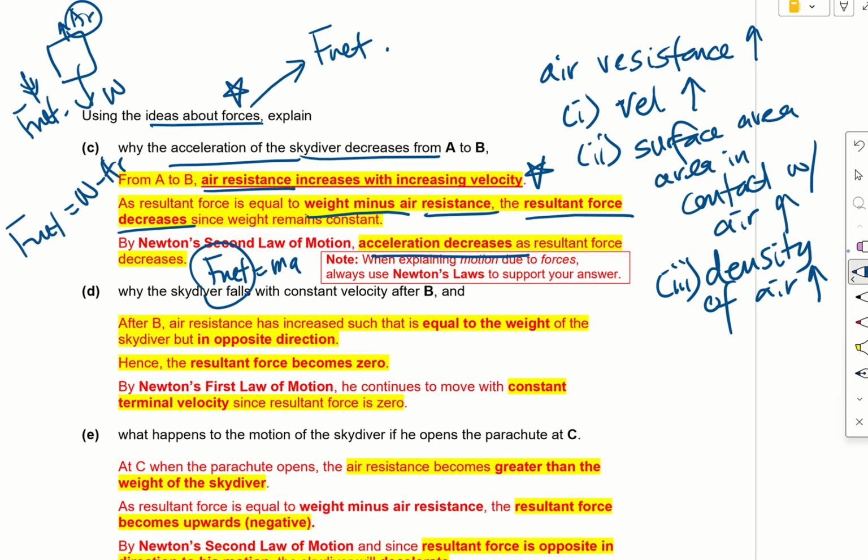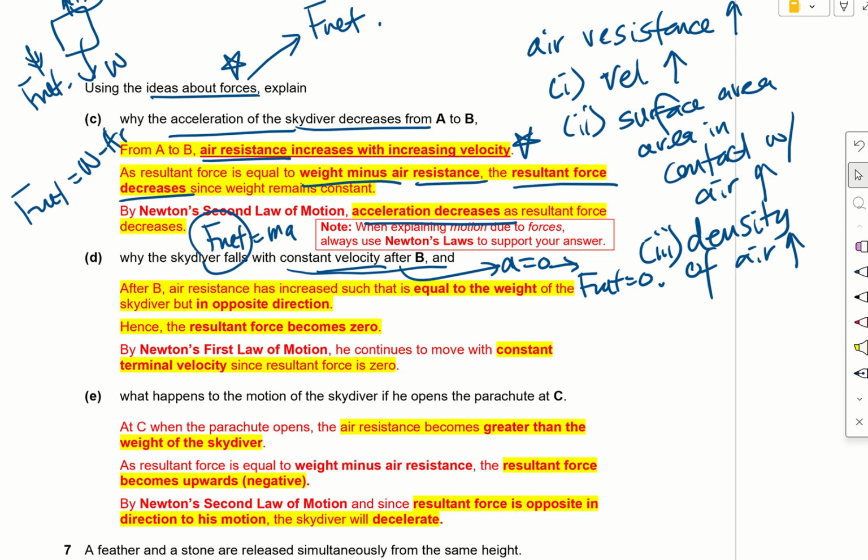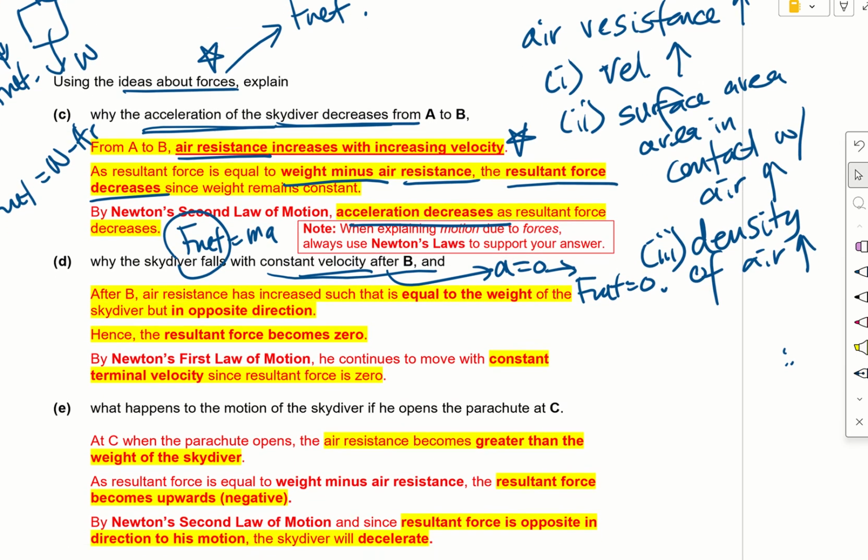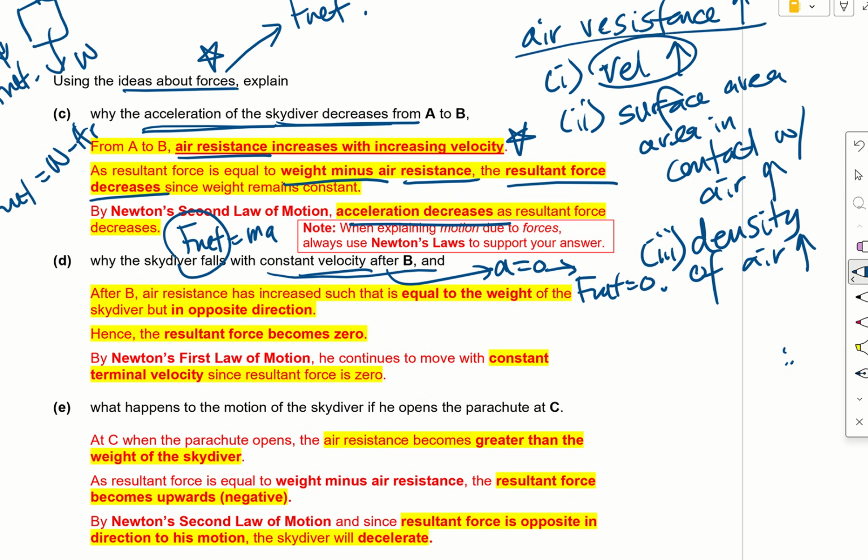Then why does the skydiver fall with constant velocity after B? When we see constant velocity, we know that the acceleration is 0, and therefore the F net is 0. So what resulted in the F net becoming 0? From A to B, the skydiver has a decreasing acceleration, which means the velocity is still increasing, and as a result, the velocity increase will bring about an increase in air resistance. So the air resistance will keep increasing until it is equal and opposite to the weight.